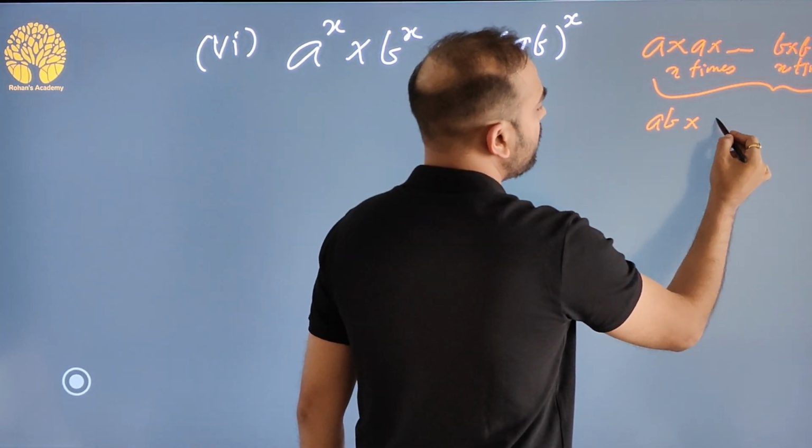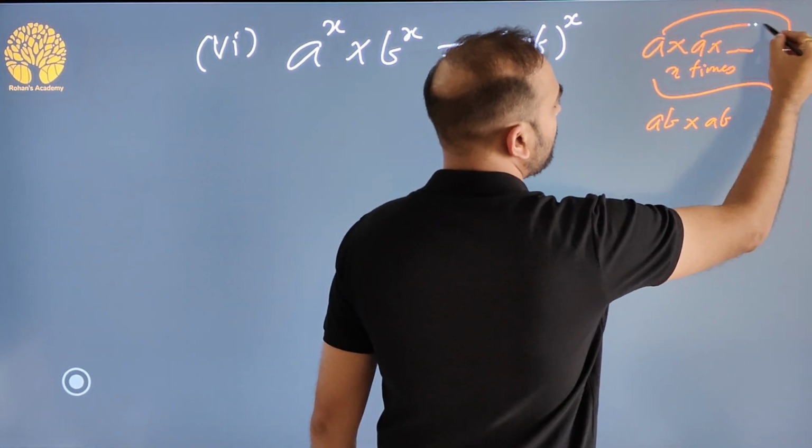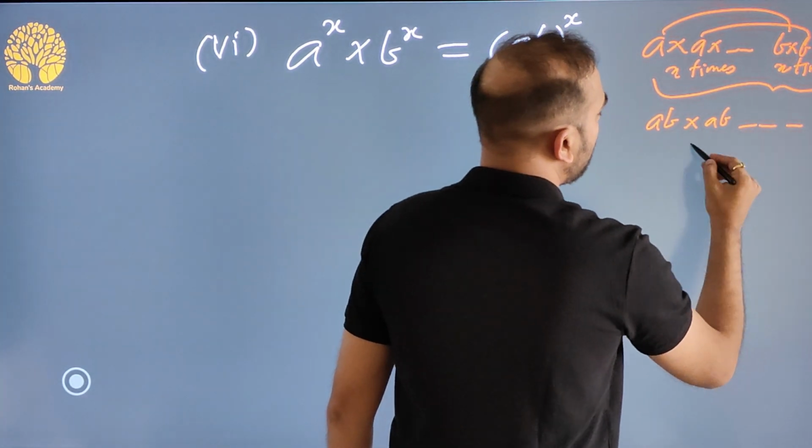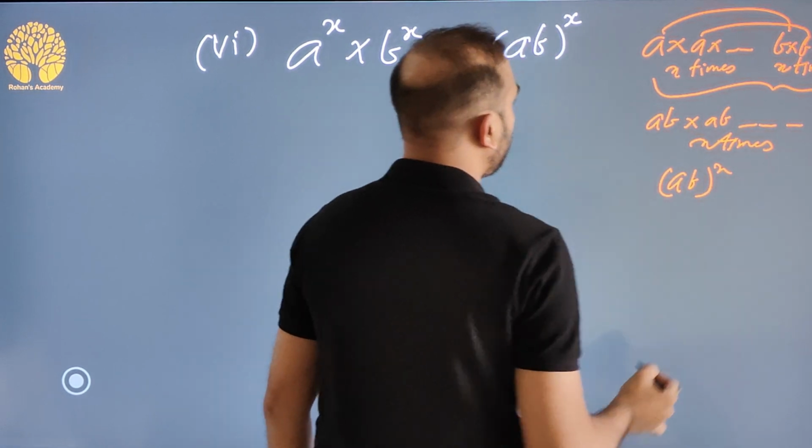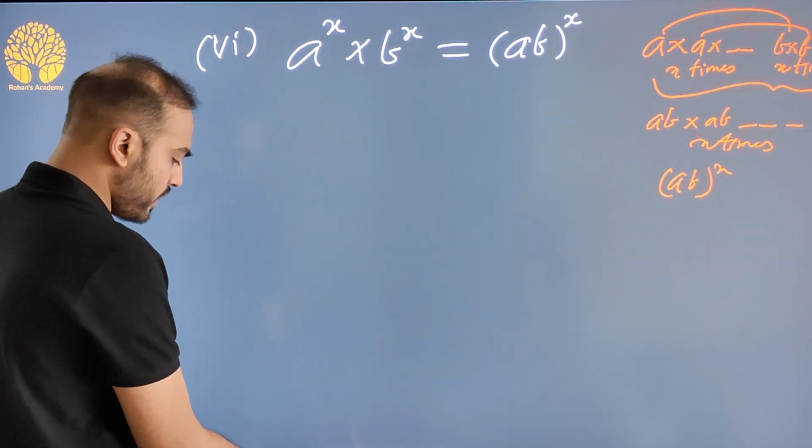that's ab into ab. I am pairing each a and b together. That will also go on for x times. So that will become ab to the power x.